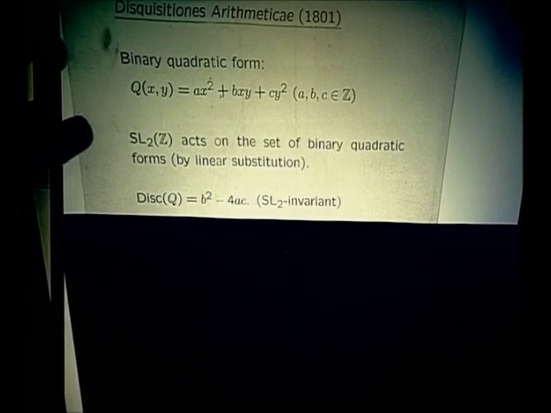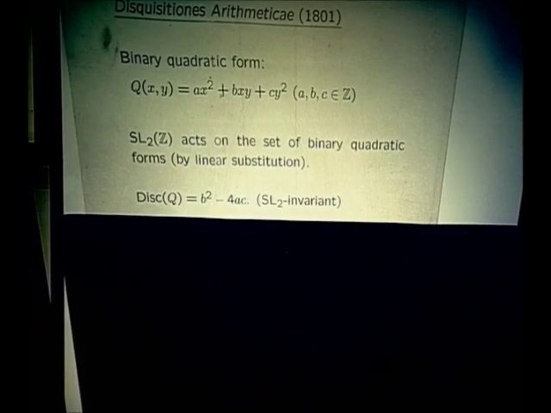What do the orbits of this action mean? The discriminant is preserved, so if you look at all binary quadratic forms that have a fixed discriminant, it's a theorem of Minkowski that says that the number of such orbits is finite. And so we can ask how many such orbits there are, for example.